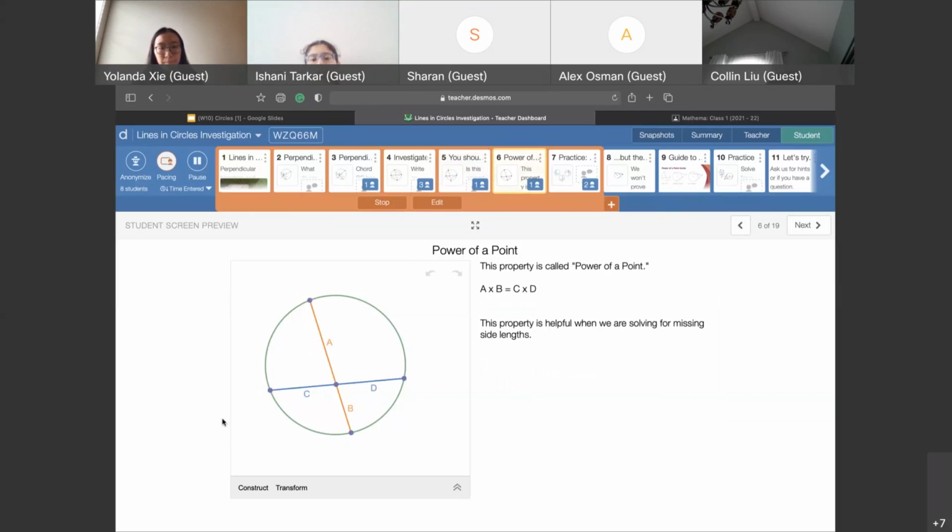So this property is called power of a point. So AB times CD is power of a point. And this property is helpful when you have two chords that intersect each other in a circle. Remember, this property only works if both of the lines are chords, meaning that their endpoints lie on the circle, and also they have to be intersecting. So they have to have a point where they both meet inside the circle.